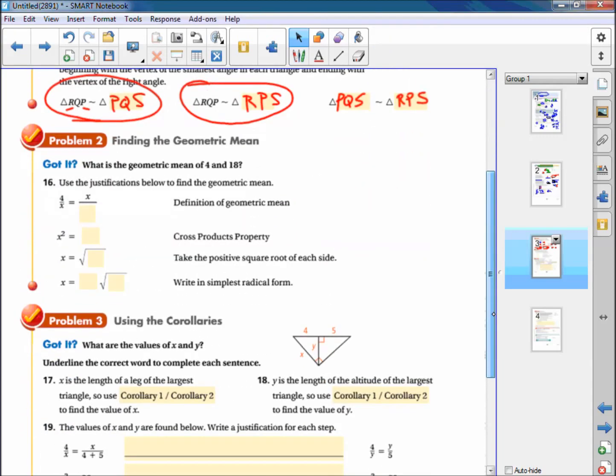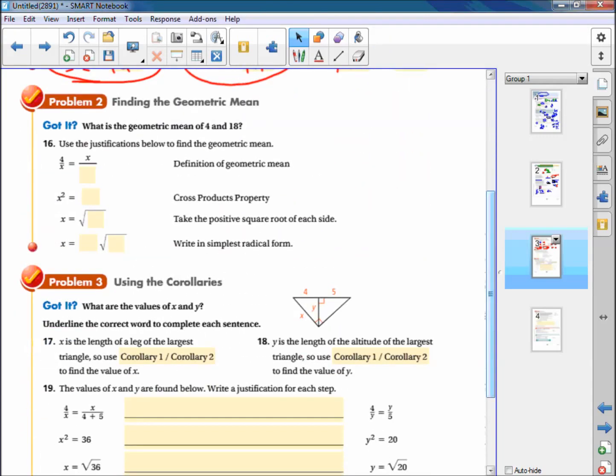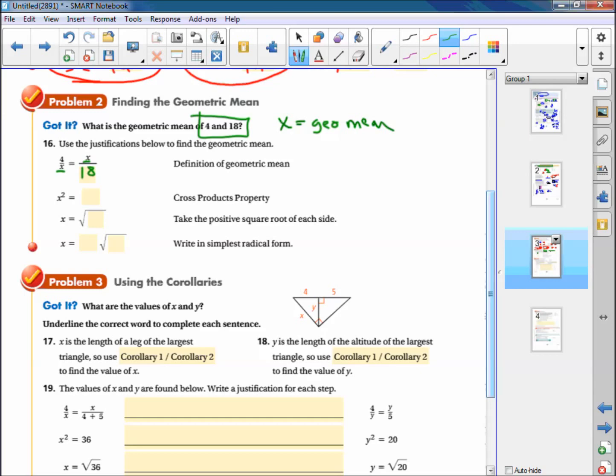Okay, and problem number 2, we have finding the geometric mean. And in this case, we're just asked to find the geometric mean of 4 and 18. So we don't know what the geometric mean is. So we'll let x equal the geo mean. And that means x goes into the bottom left and the top right here. And then we want to find the geometric mean of 4 and 18. So those go in the top left and the bottom right.